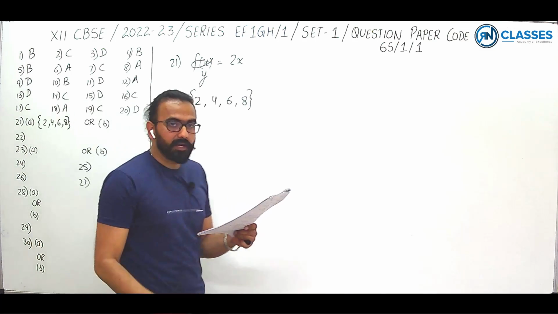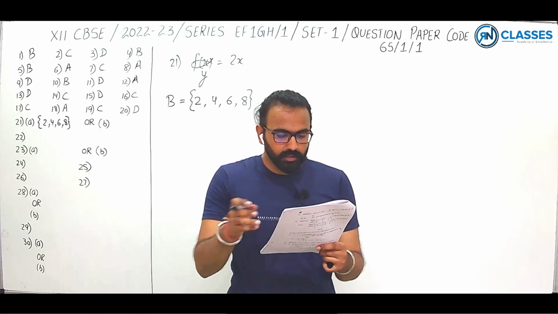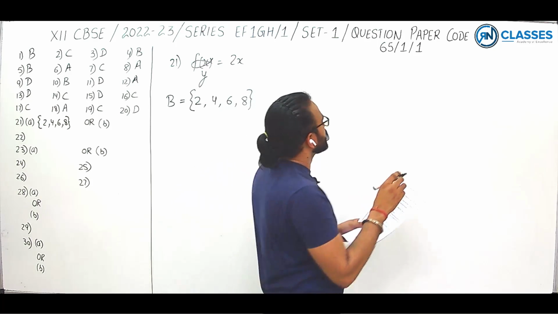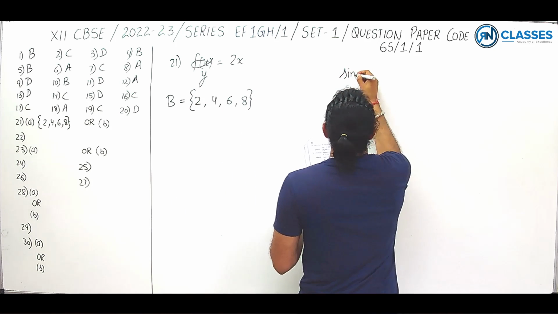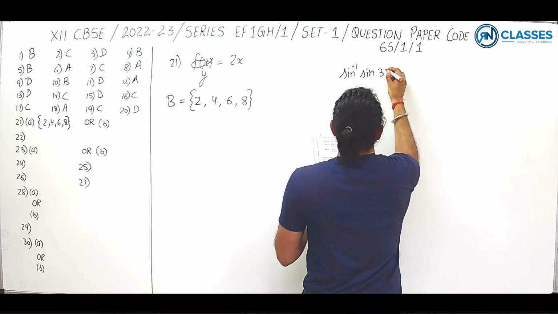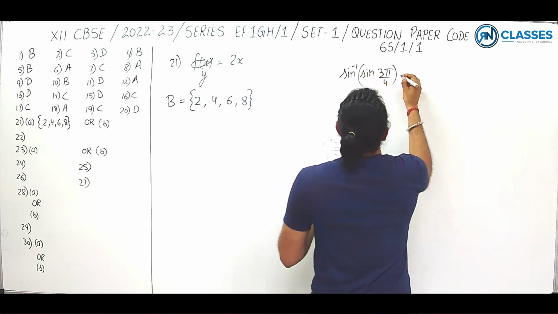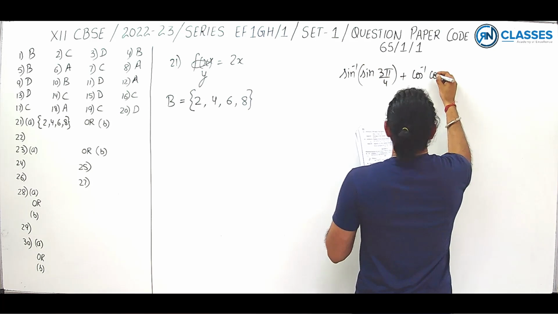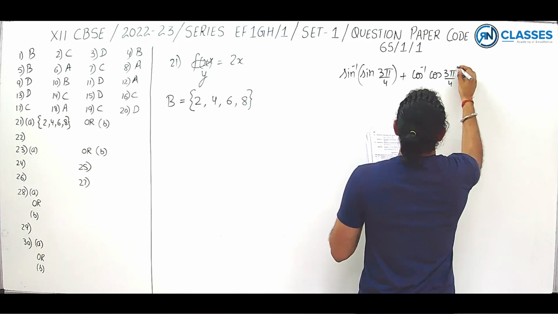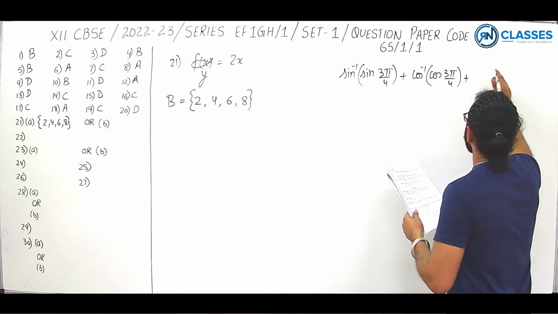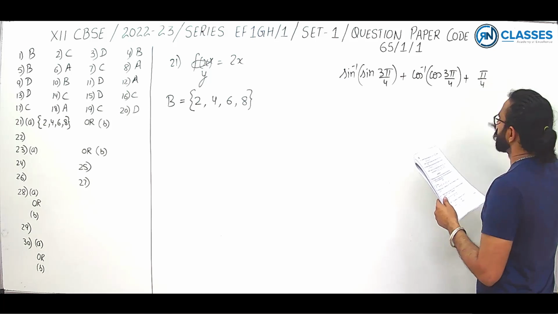Now the second part is we have to evaluate the given expression, which is sine inverse of sine of 3 pi by 4 plus cos inverse of cos 3 pi by 4 plus tan inverse 1, which can be written as pi by 4.